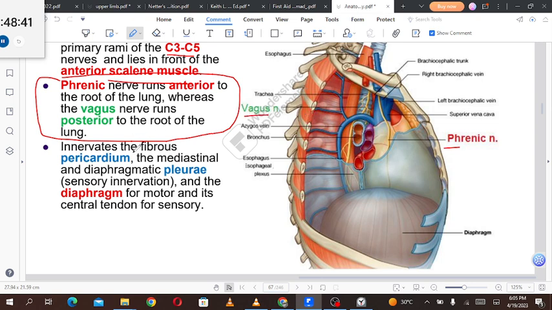Then it innervates the fibrous pericardium. The phrenic nerve innervates the fibrous pericardium and the mediastinal and diaphragmatic pleurae, which is the sensory innervation to these structures, and the motor supply to the diaphragmatic musculature, and then again the sensory supply to the central tendon.